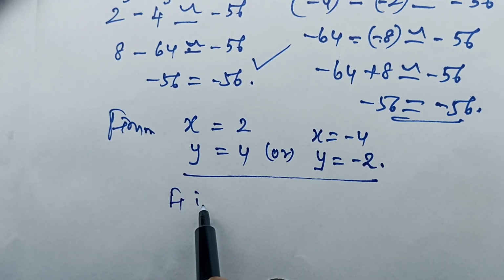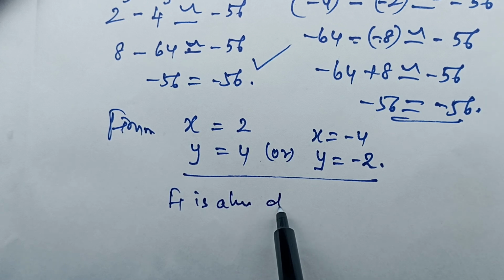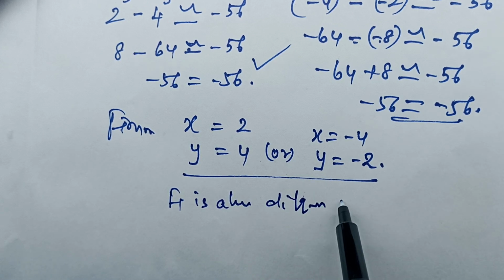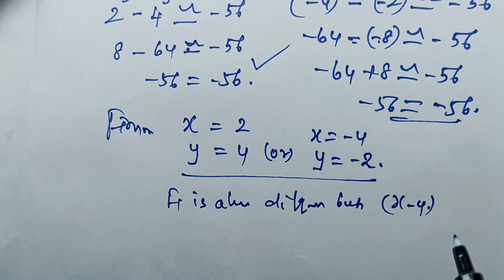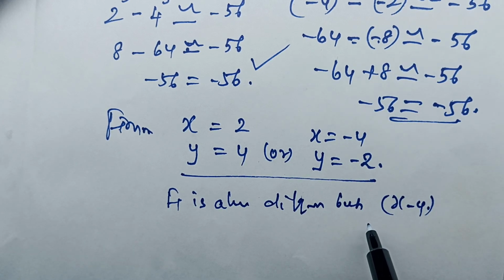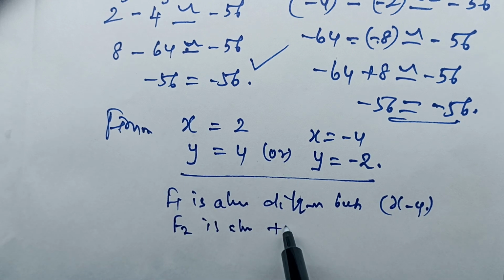f1 is always the difference between x and y, and f2 is always a positive integer.